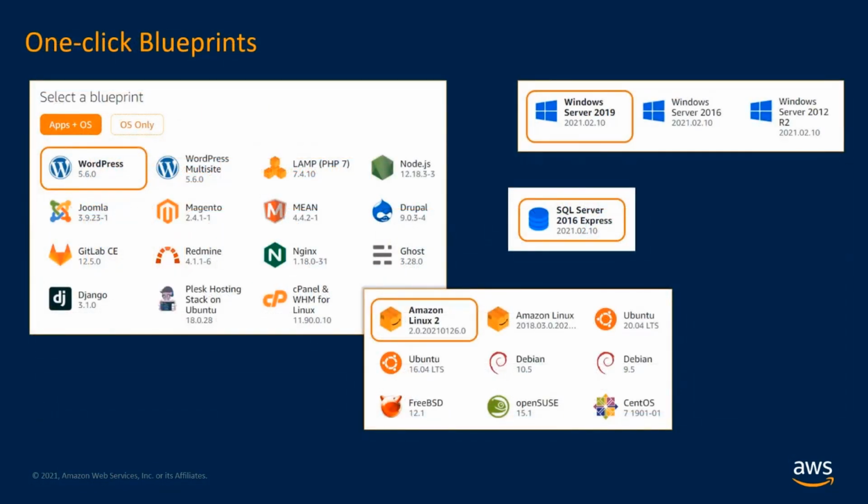Lightsail offers a number of pre-configured one-click-to-launch application or developer stacks. You can launch a vanilla Linux operating system like Ubuntu or CentOS or Amazon Linux, or you can launch a vanilla Windows instance and install and configure your own applications to your own specification. Or you can pick a blueprint that is prepackaged with common applications like WordPress or LAMP or Drupal or Node.js, all of these designed to get you up and running in just a matter of minutes.